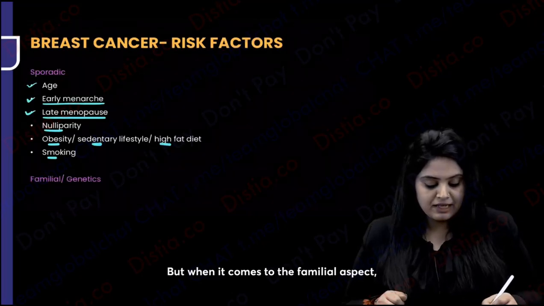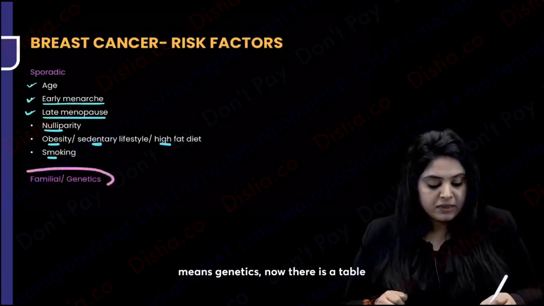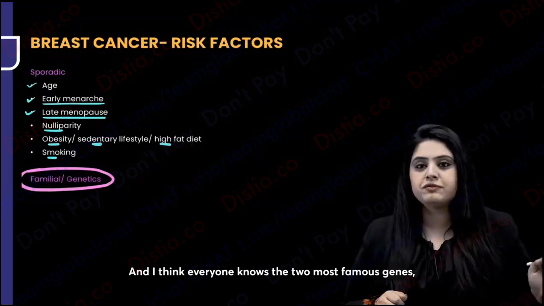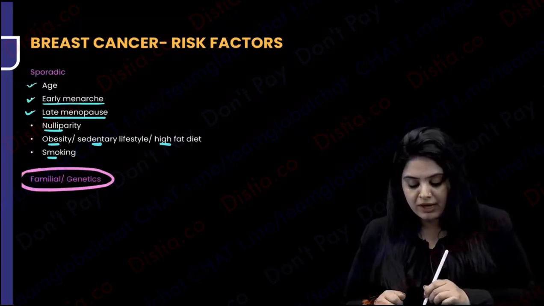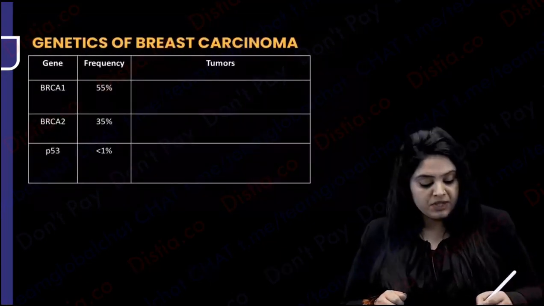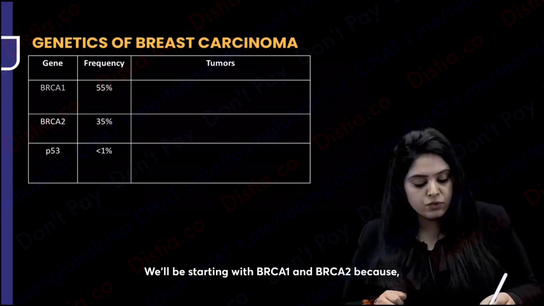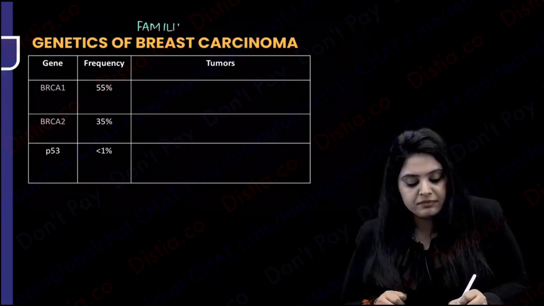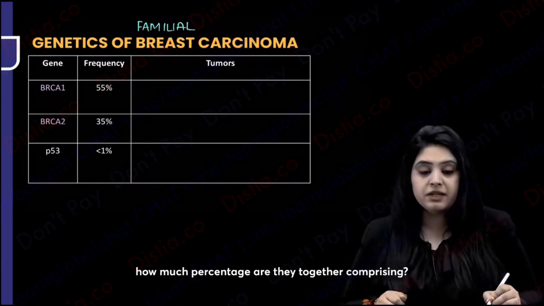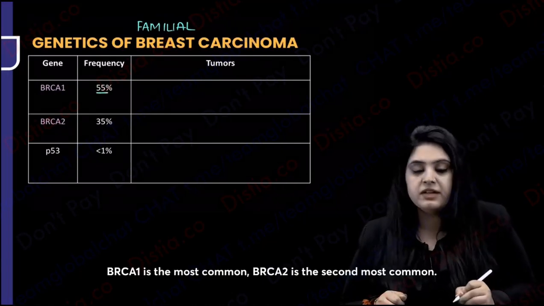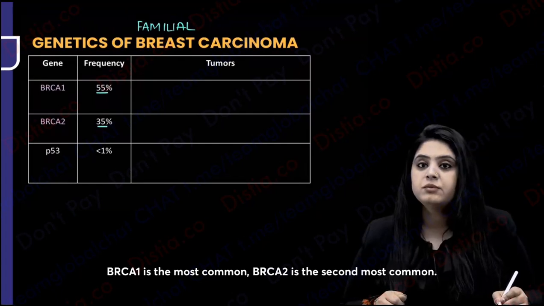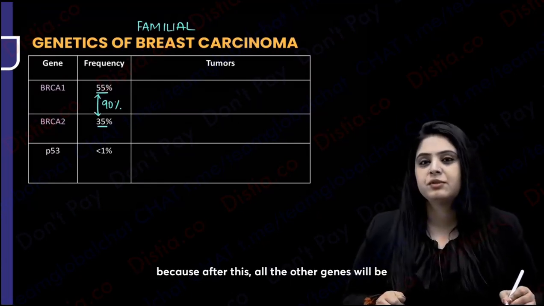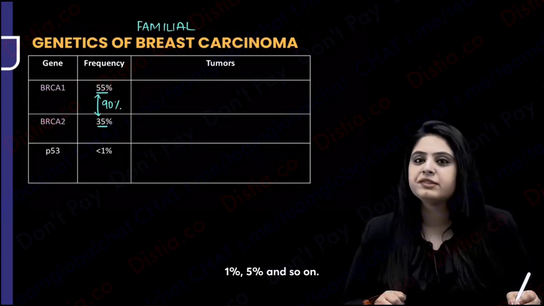These are the risk factors with which breast cancer is associated when it comes to the non-familial aspect. But when it comes to the familial aspect, meaning genetics, there is a table that has been added in Robbins, which we are going to talk about. And I think everyone knows the two most famous genes, BRCA1 and BRCA2. So actually, I'm going to start off the story from there only. We'll be starting with BRCA1 and BRCA2, because when I'm dealing with familial breast cancers, how much percentage are they together comprising? Approximately 90%. BRCA1 is the most common, BRCA2 is the second most common. So together they comprise 90% of the familial breast cancer, because after this all the other genes will be 1%, 5% and so on.